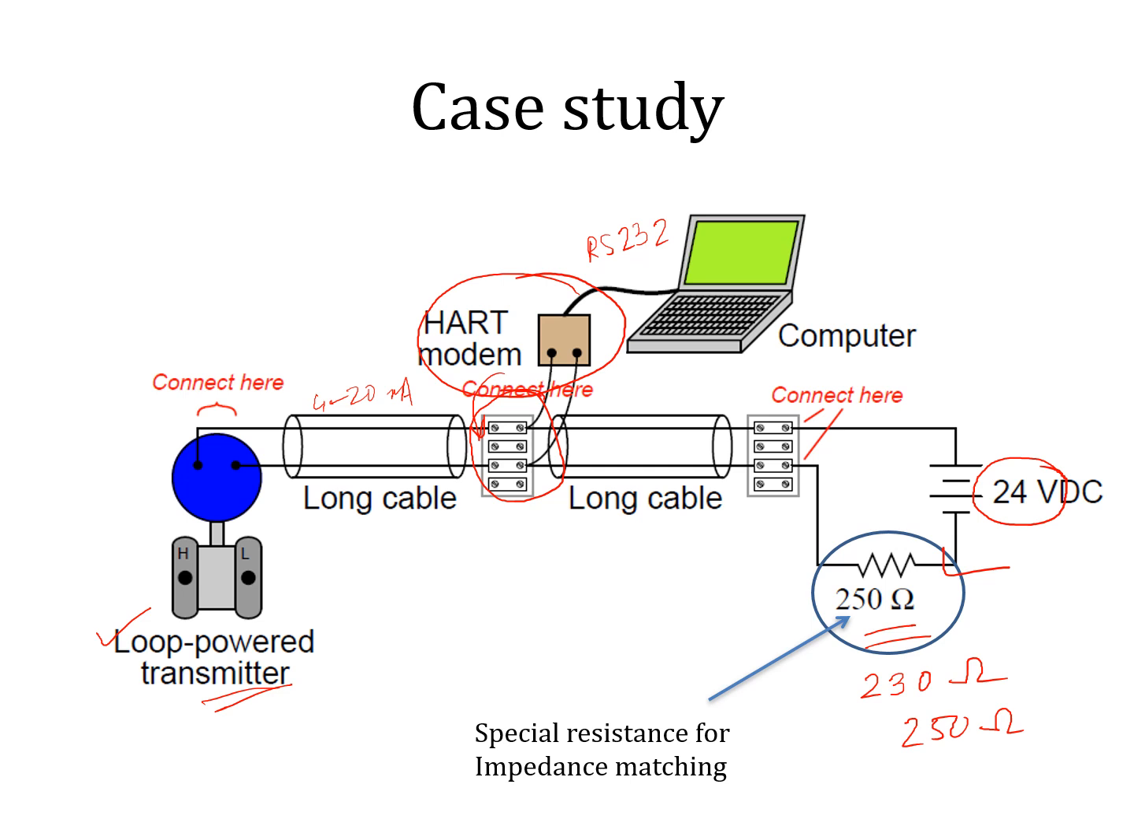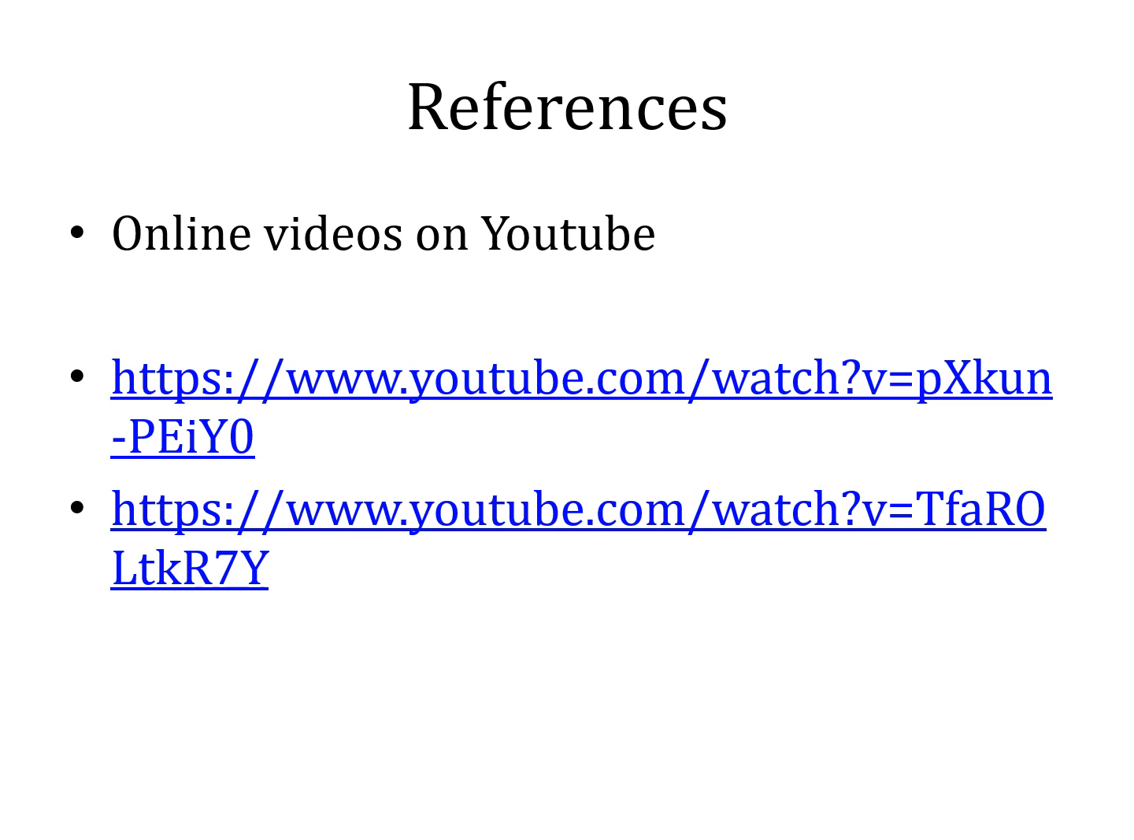So that's all for 4 to 20 milliampere telemetry and HART protocol. They both are used in industry. One is used for analog communication and HART exclusively is used for digital, but since it is implemented over the 4 to 20 milliampere, we always call it a hybrid system where we can send analog signal as well as digital signal. These are some of the links of YouTube videos, you can explore more.